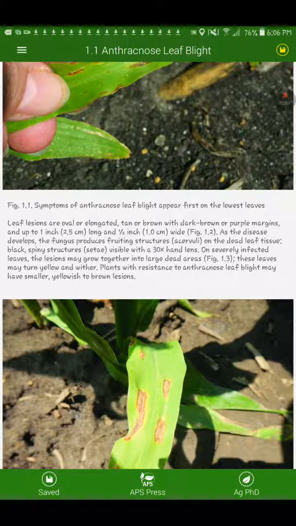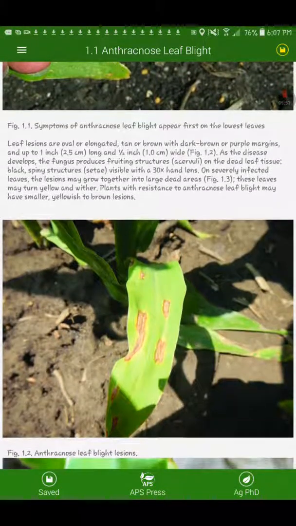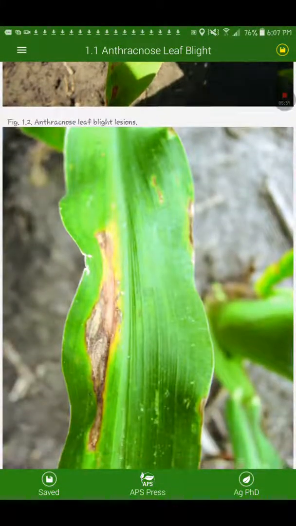Figure 1.2. As the disease develops, the fungus produces fruiting structures, acervuli, on the dead leaf tissue. Black spiny structures, setae, are visible with a 30x hand lens. On severely infected leaves, the lesions may grow together into large dead areas. These leaves may turn yellow and wither. Plants with resistance to anthracnose leaf blight may have smaller yellowish to brown lesions. Okay.